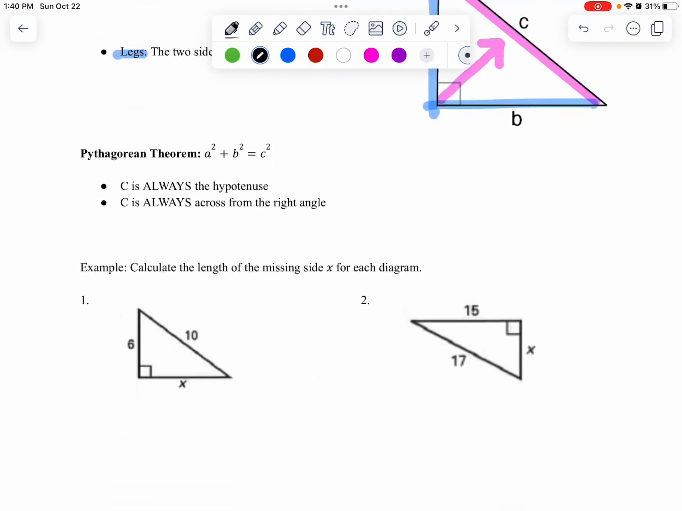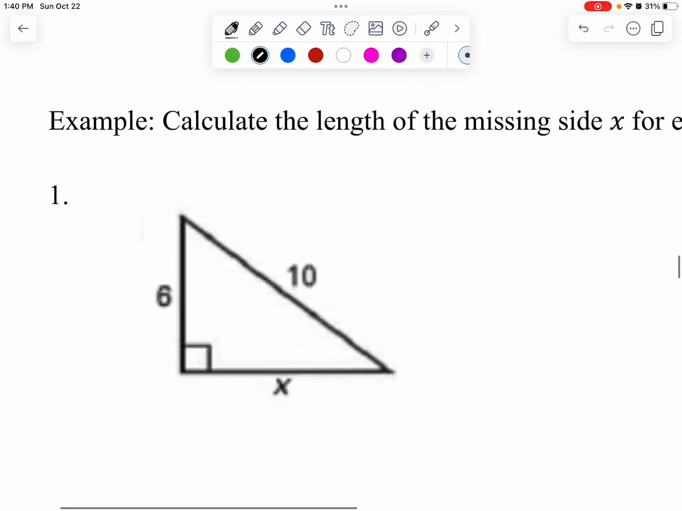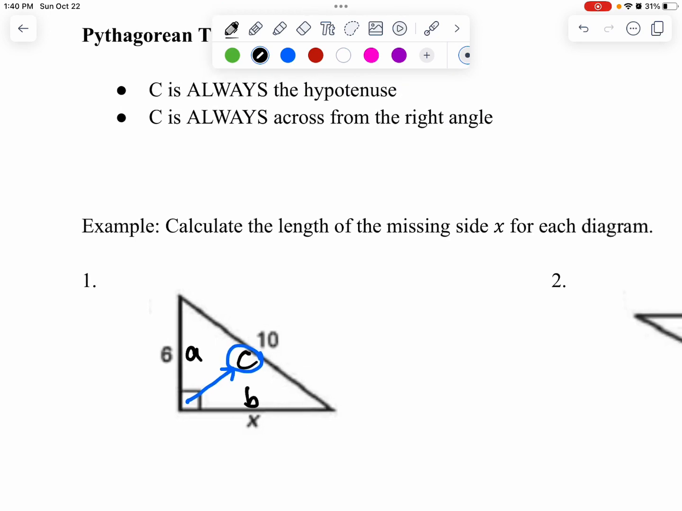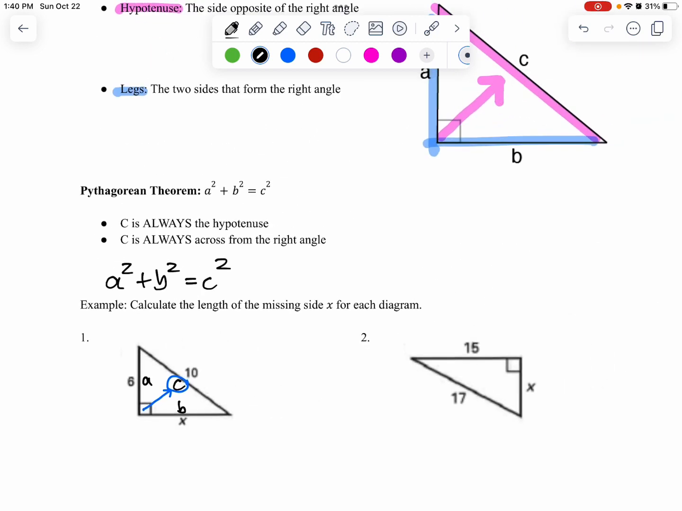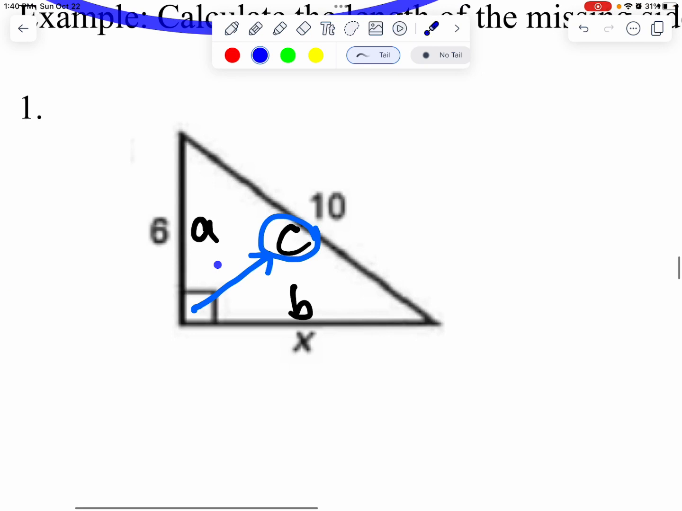Let's try a couple. I've got A squared plus B squared equals C squared. I'm going to label my sides. This is A, this is B, this is C. Make sure that the side across from the right angle is always the C. Okay, that is the important part. A and B can be switched. And I'm going to use this formula, A squared plus B squared equals C squared. That, my friends, is what the Pythagorean theorem is. It's also right here. I wrote it right there. So let's see if we can figure that out.